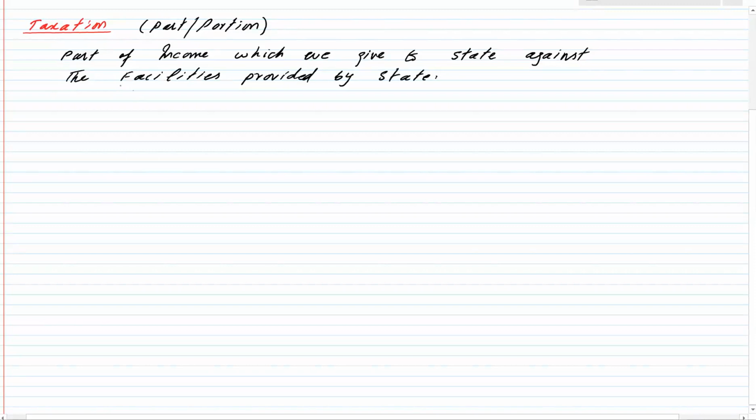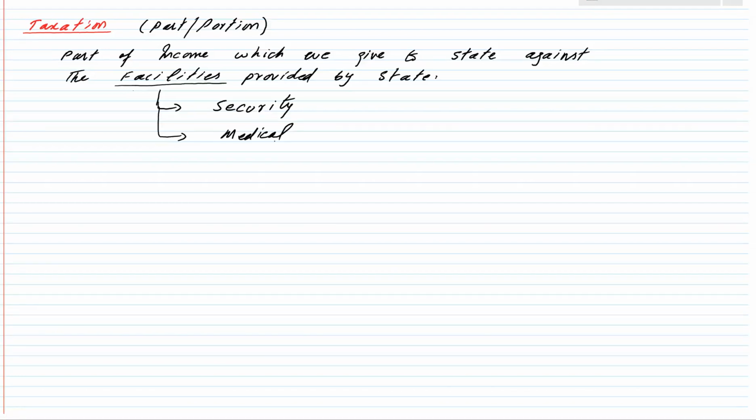So what are the facilities which we are receiving from the state? I'm just going to give you a few examples. First of all, security. The state is responsible for the security of its citizens, so the state is providing security services, and we are contributing against this facility. Medical. Your state is providing medical facilities to the citizens, and against those facilities we are contributing, and that contribution is called tax.